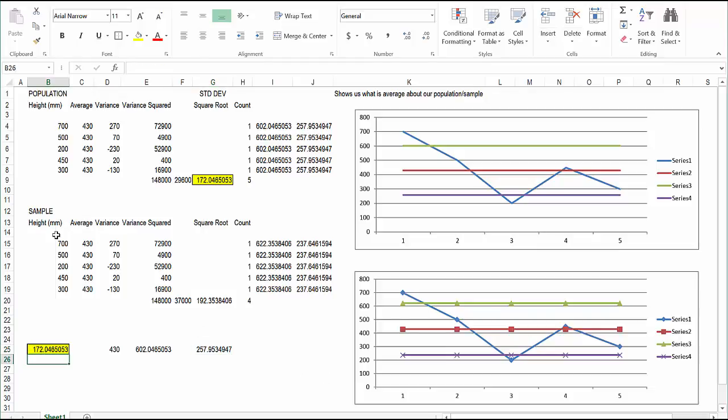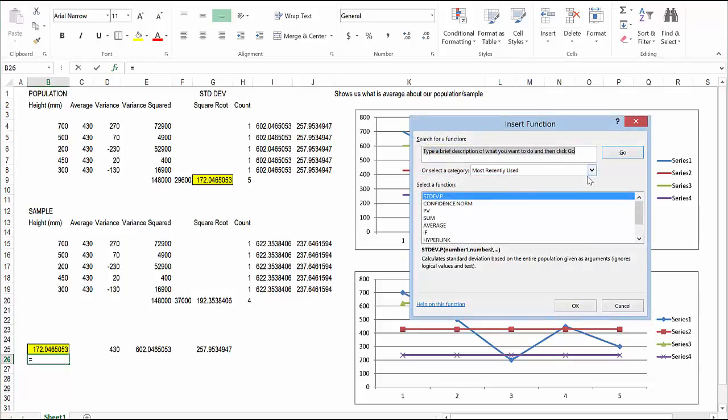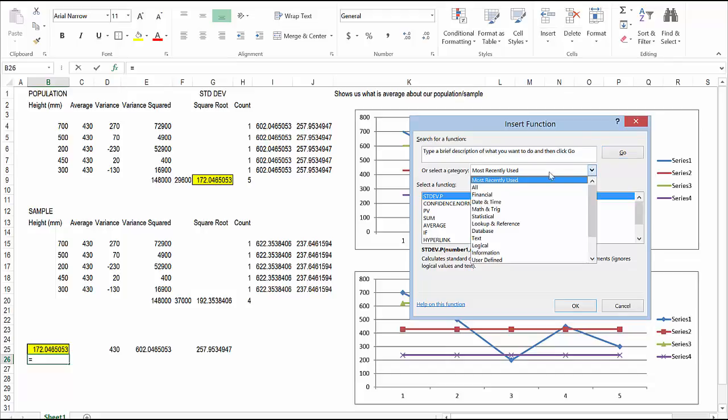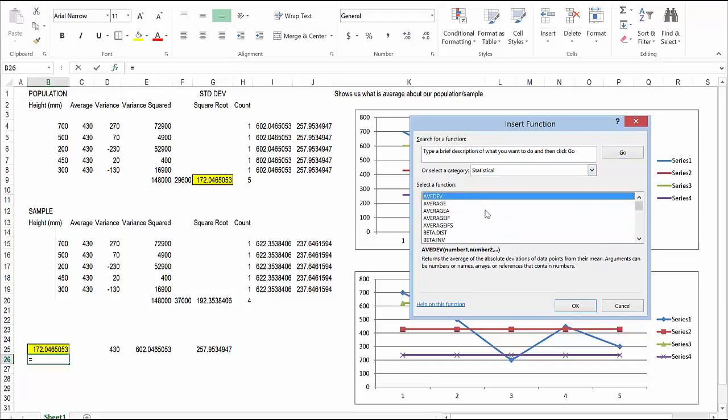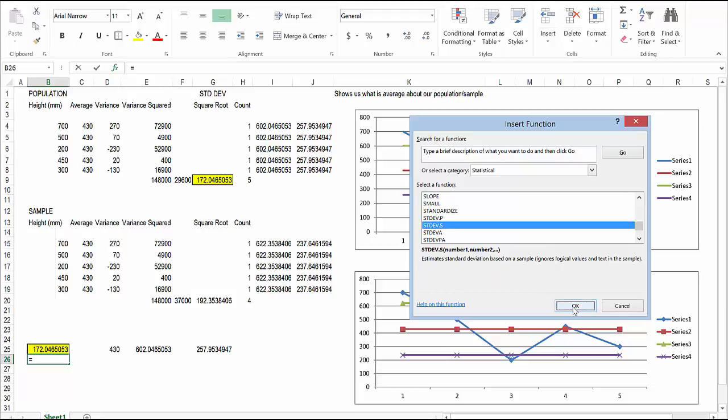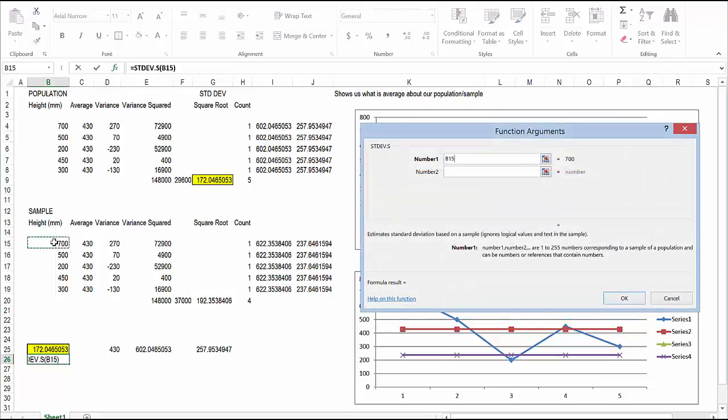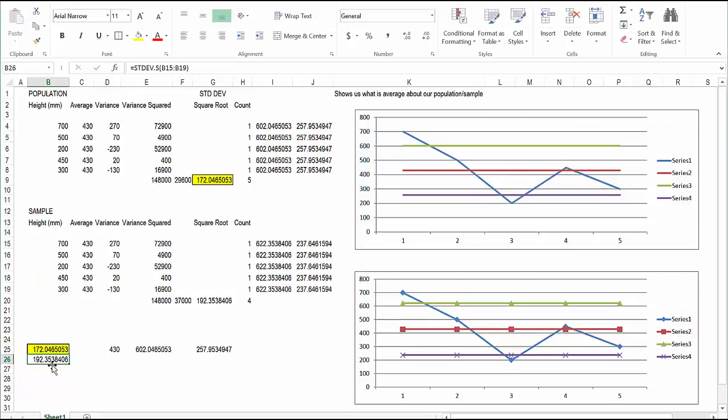Now, in order to do the sample, there is a separate function. Here's another way to look for it: under the statistical category, there are all these different things that you can do. I'm going to scroll down to find the standard deviation of a sample right there. Click OK, and I'm going to put in my sample numbers. They're the same numbers. Click OK. Now I have 192.353 and so on. That's the same as that number right there.